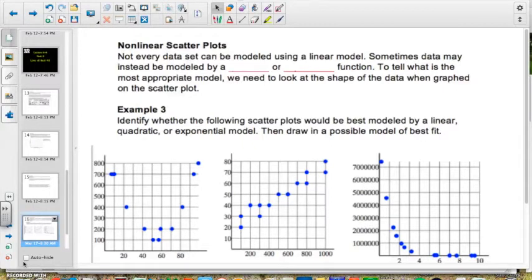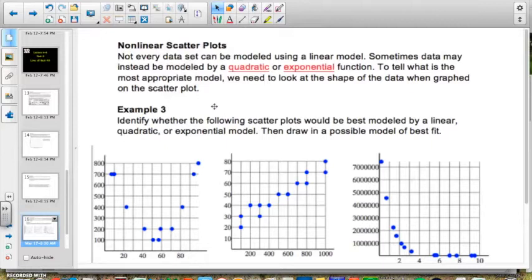We do have some scatter plots that we will run into from time to time that will be nonlinear. And what this means is they can't be modeled by a straight line. What we're going to find is that sometimes data may be instead modeled by a quadratic or an exponential function. To tell what is the most appropriate model, we need to look at the shape of the data when graphed on the scatter plot.